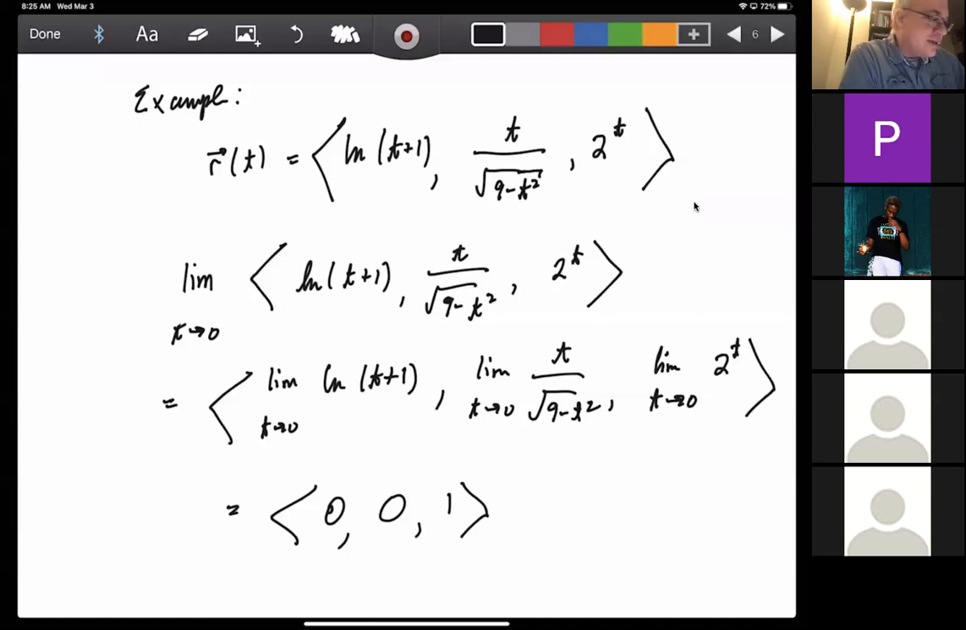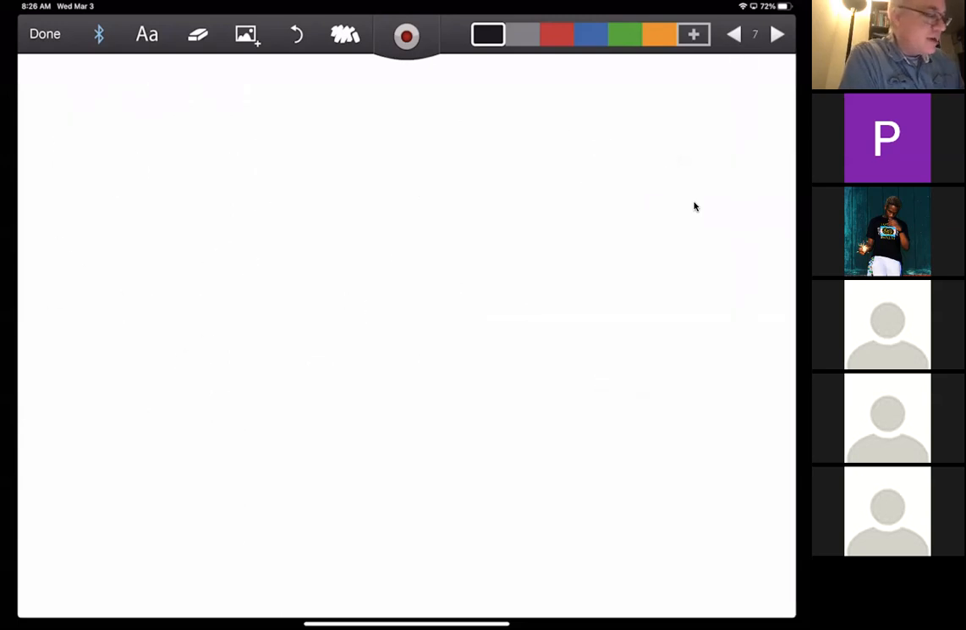Are there any questions on the idea of continuity for vector functions, or on the idea of limits for vector functions? Okay. Does everyone have what they need off of this page? Are we good?